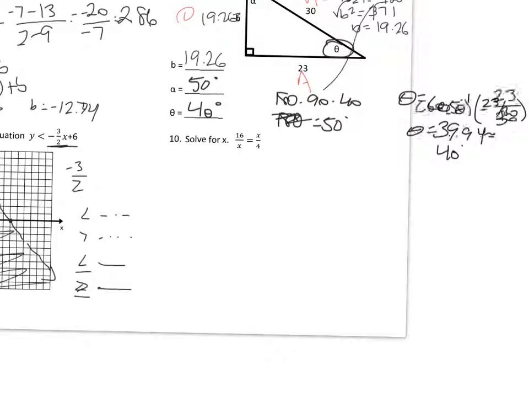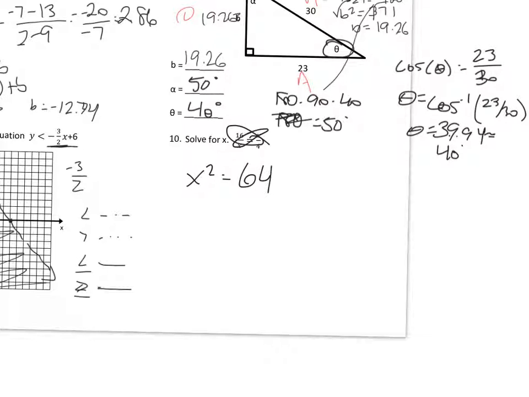Okay, last one. Solve for x. Well, it's a proportion, so we can cross multiply. So I get x squared equals 16 times 4. Remember, they are equal to each other, not divided by each other. So I get x squared equals 64. Cross multiply and square root.